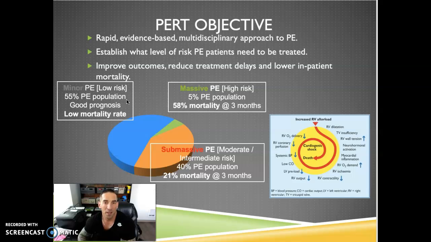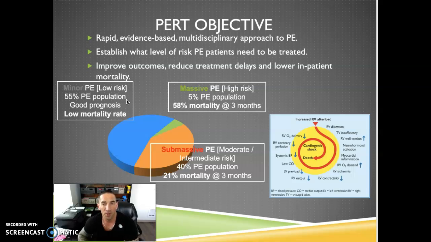And lastly, the main objective that all hospitals want to look towards accomplishing is to improve quality outcomes, which means reducing treatment delays for PE patients and lowering inpatient mortality, or inpatient deaths attributed to PE. Now, when we look at the PE patient population, it's segmented into three different areas.